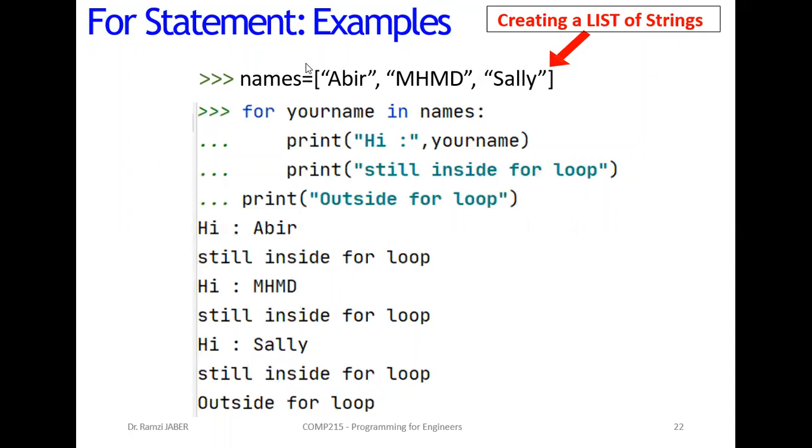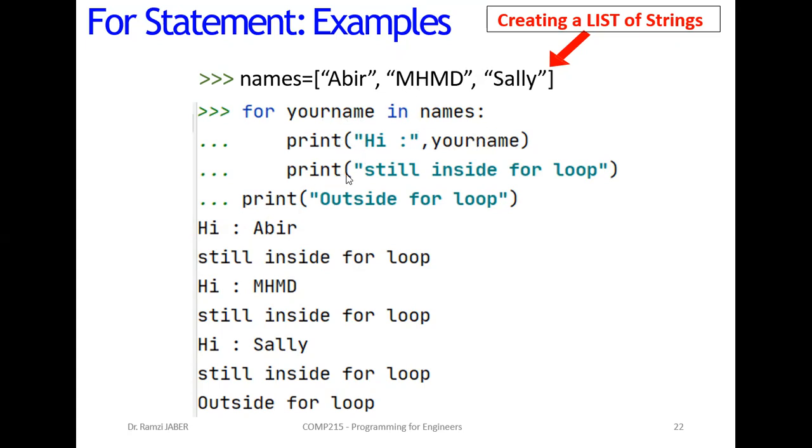So the first element in this list is "Abir", between quotation marks. One word, not one character. Okay, one word, Abir. So if it's true, print "hi", between quotation marks, comma, your name. So Abir, the first one. The second one will be Muhammad. The third one will be Sally.